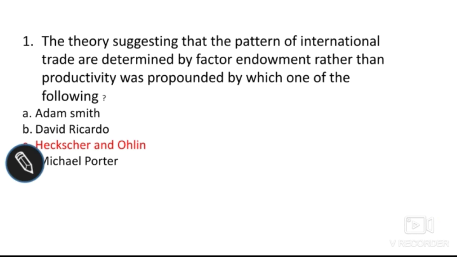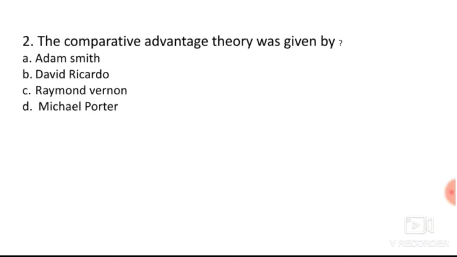Then another question: the comparative advantage theory was given by Adam Smith, David Ricardo, Raymond Vernon, or Michael Porter. Adam Smith is absolute advantage. Raymond Vernon is product life cycle. Michael Porter is competitive advantage. So our answer is comparative advantage theory was given by David Ricardo.